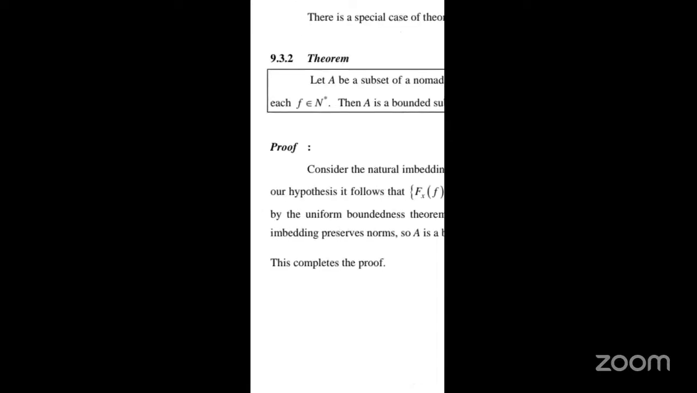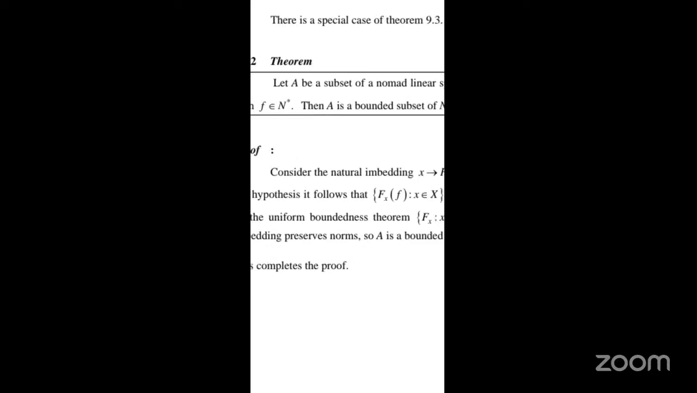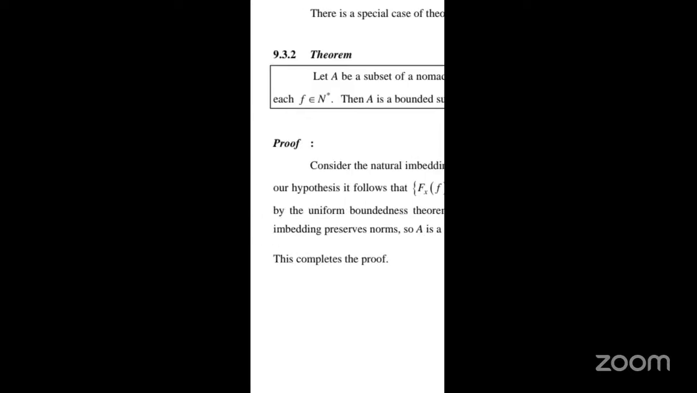For any subset of the normed linear space, we are taking the set of f of x such that x belongs to A. So given the defined functional, the set is also bounded for each f belongs to the dual of this space, that is N star. So the given subset is a bounded subset of N. This theorem is also very simple, and it completely depends upon the uniform boundedness theorem.